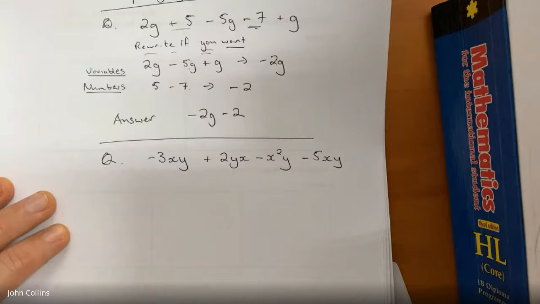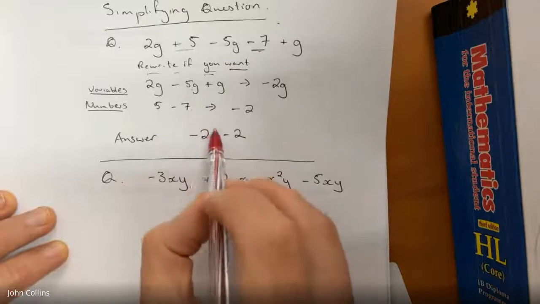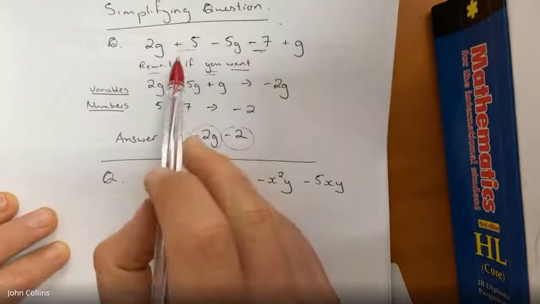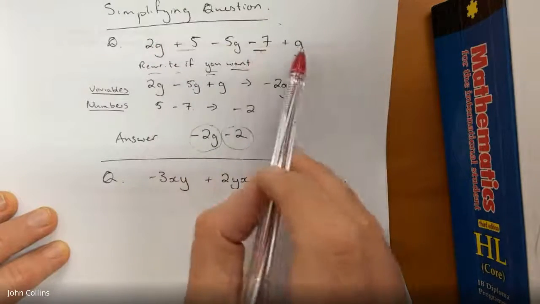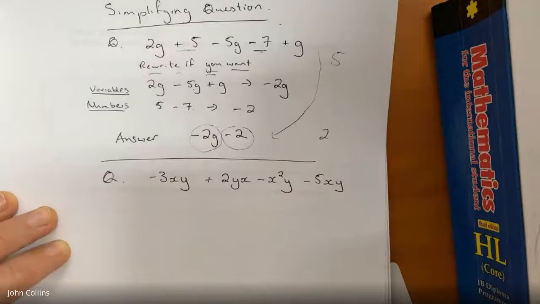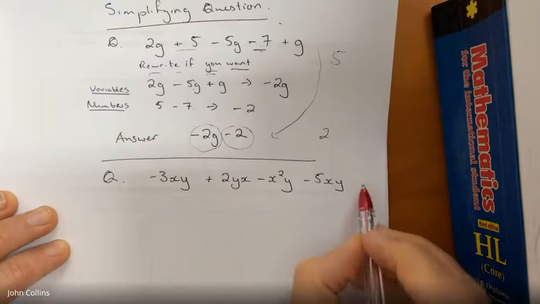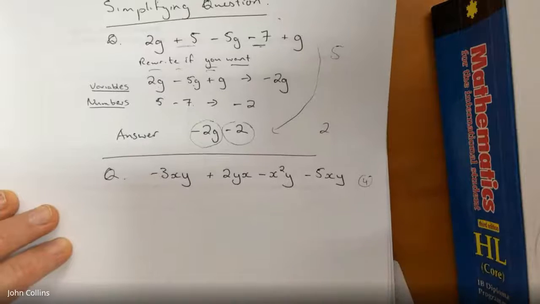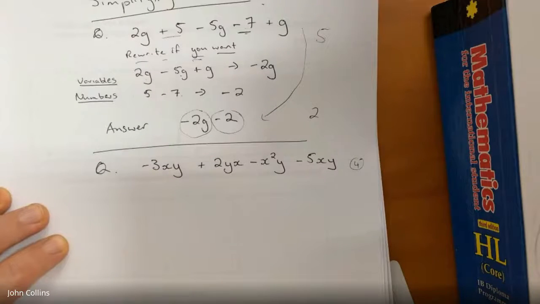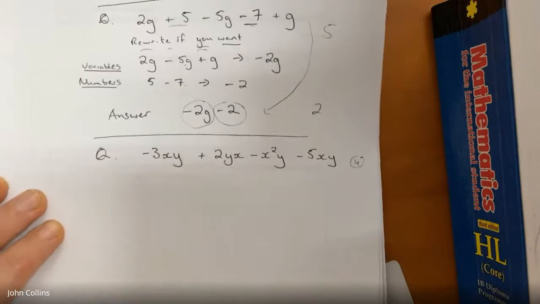So my second example here, I need to figure out how many different terms I should have in my answer. If we look at the question above, I ended up with 2 terms in the answer. How many terms were in the question? 1, 2, 3, 4, 5. That's why we've simplified it down from 5 terms down to 2 terms. That's it, simplified. This one has 4 terms in the question, and I wonder how many are going to be in the answer. You're more than welcome to type in the chat if you think you know.